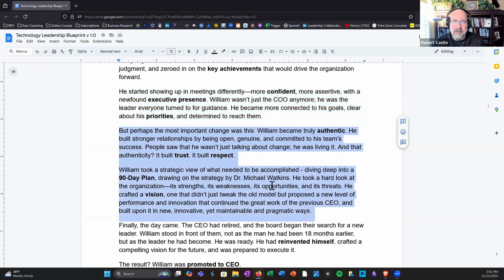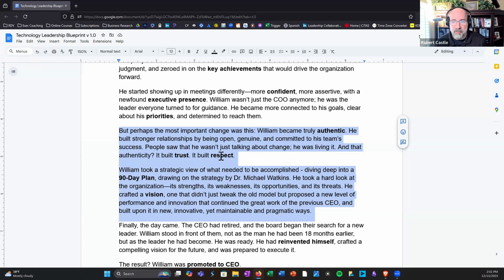But perhaps the most important change was this: William became truly authentic. He built stronger relationships by being open, genuine, and committed to his team's success. People saw that he wasn't just talking about change, he was living it. And that authenticity, it built trust, it built respect.